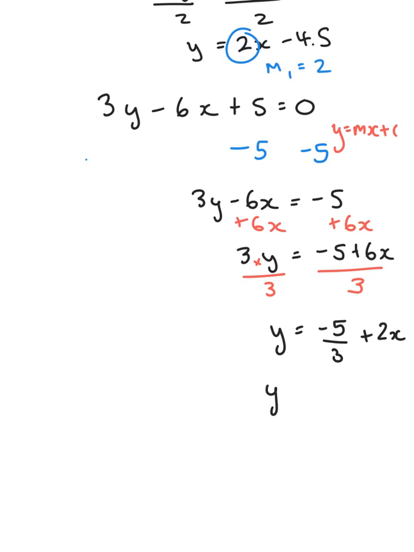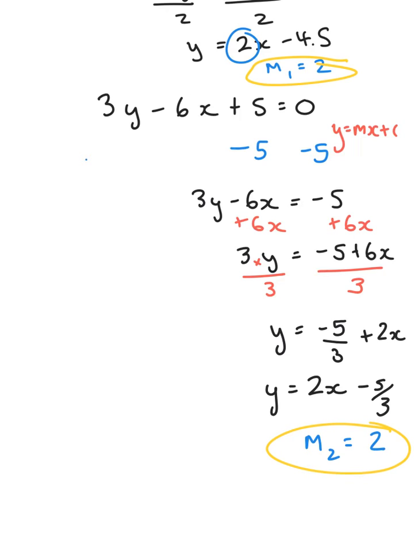If I rearrange this so that mx is first, mx plus c, I can see that the gradient of this second line is 2. The gradient of the first line was 2. The gradient of the second line is 2. M1 equals M2. Therefore, the lines are parallel.